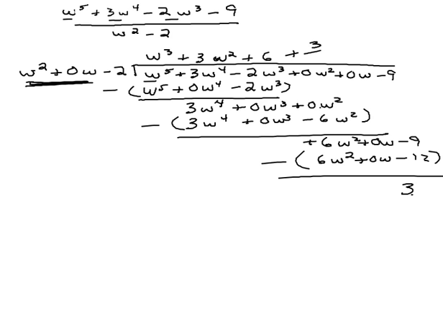We write that like this: 3 over w squared minus 2, our original divisor. And so our quotient is w cubed plus 3w squared plus 6 plus 3 over w squared minus 2.